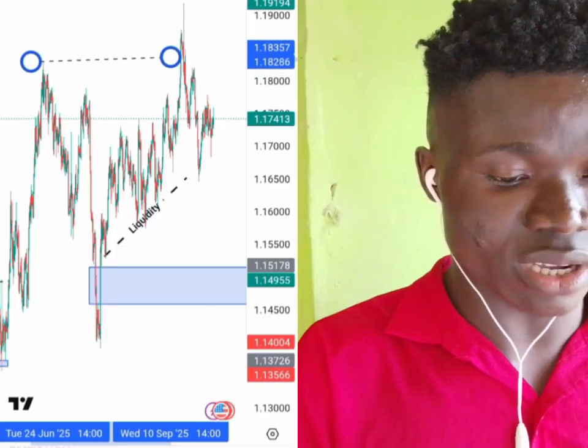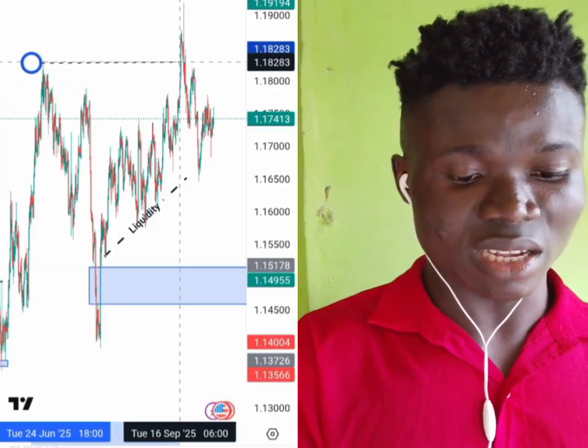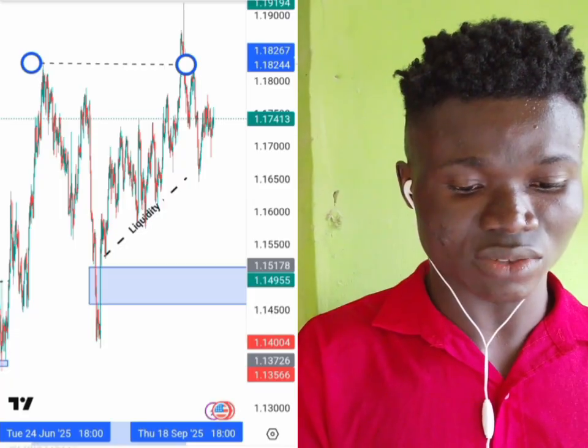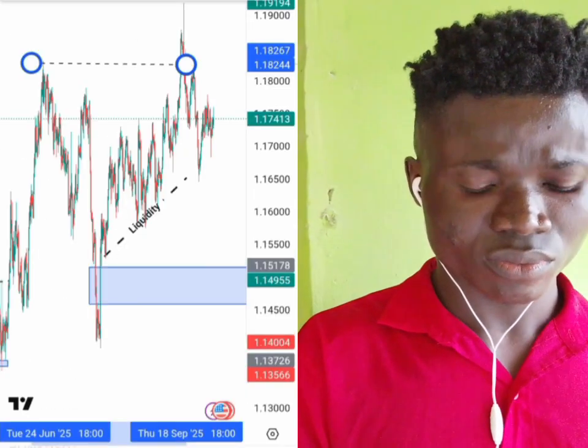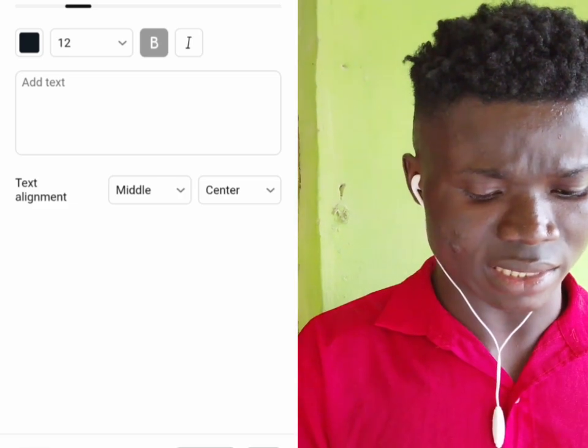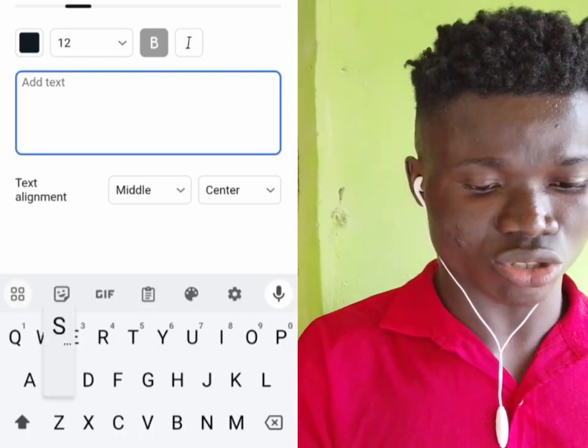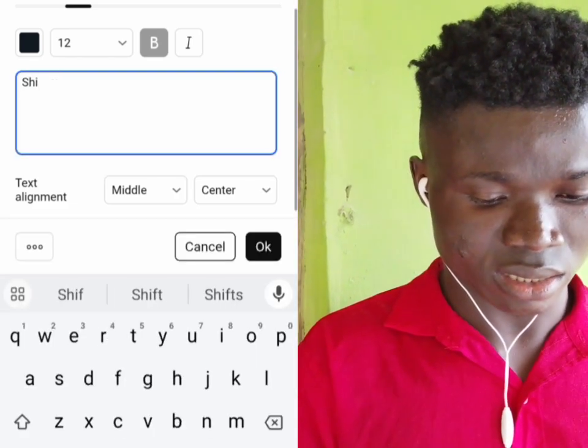Sorry guys, I've drawn it already before. EURUSD has shifted structure to the higher side. This is actually the shift in structure on EURUSD. So it has shifted structure to the higher side. Let me put it there. So, the shift in structure on EURUSD.